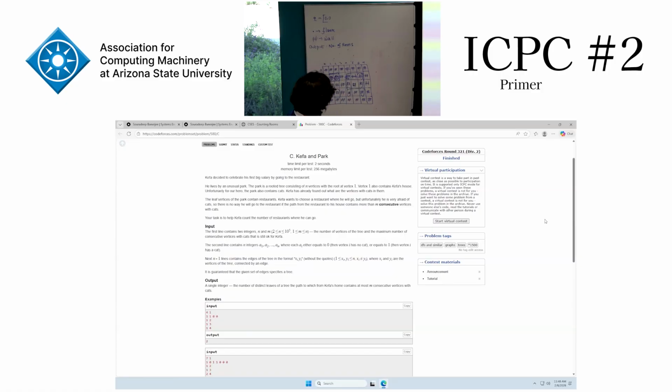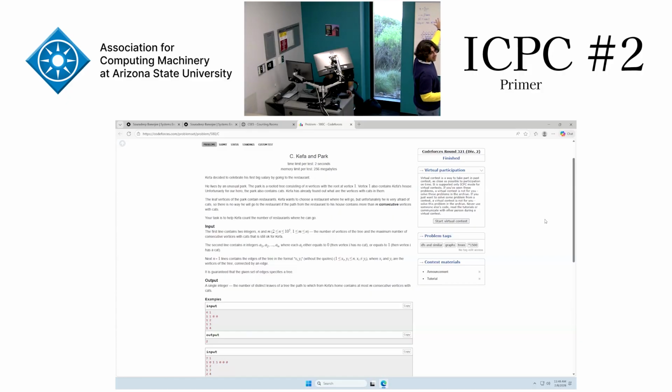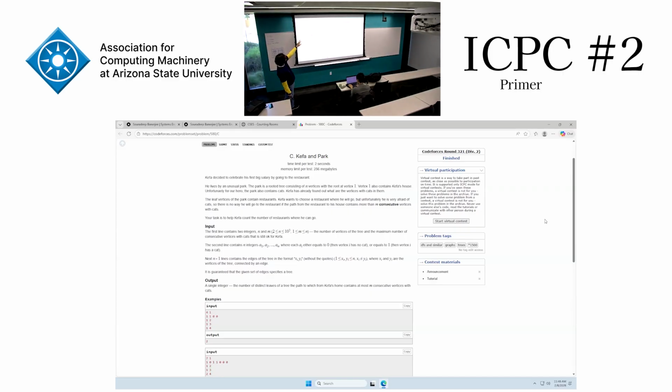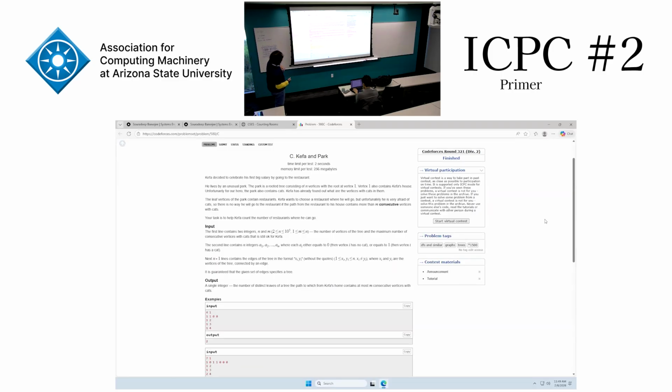So I can describe the problem here pretty basically. You start from a point, the root node. I would say the root node is his house, and basically this person wants to celebrate his first big salary by going to a restaurant, and he lives in an unusual park. The park is a rooted tree with n vertices, and the root at vertex 1. The root is his house. And unfortunately, the park also contains cats, and he has already found out which vertices have cats.